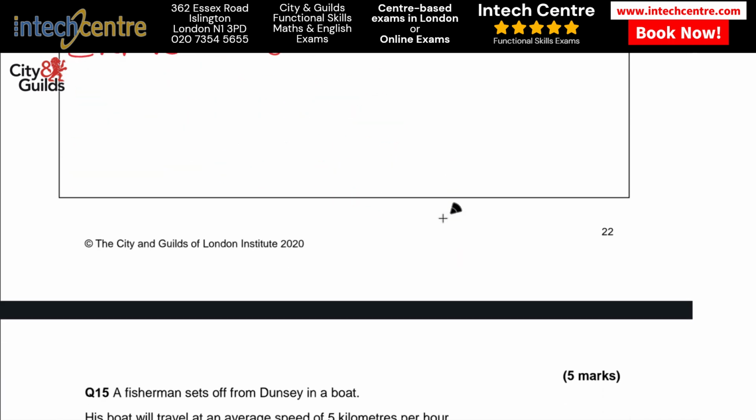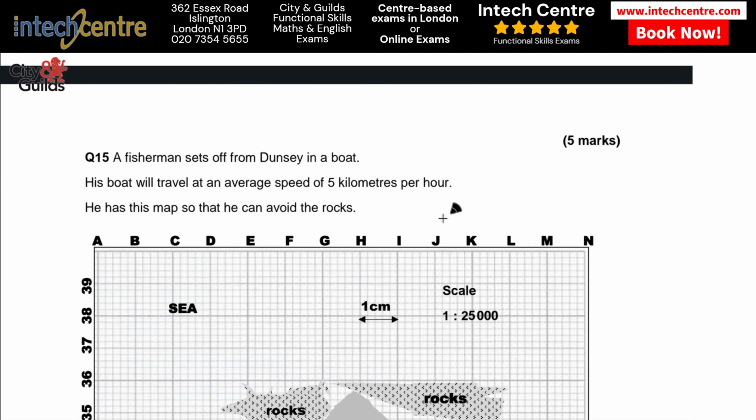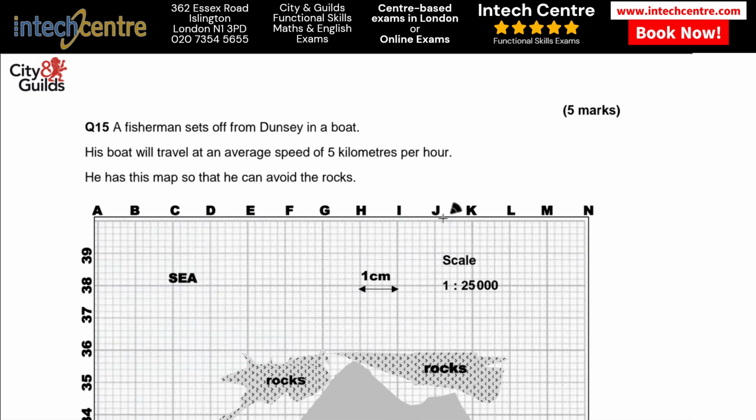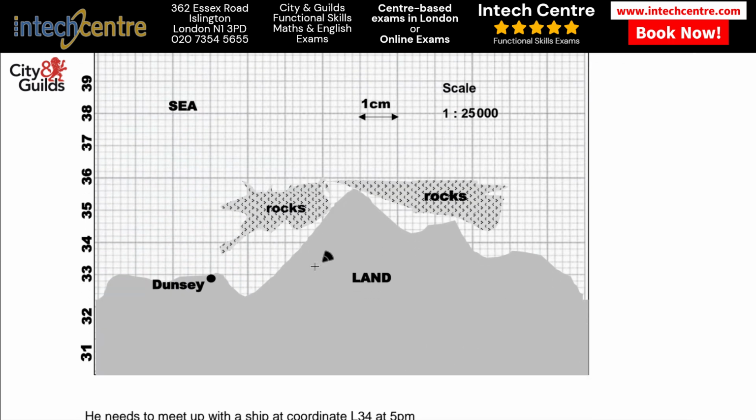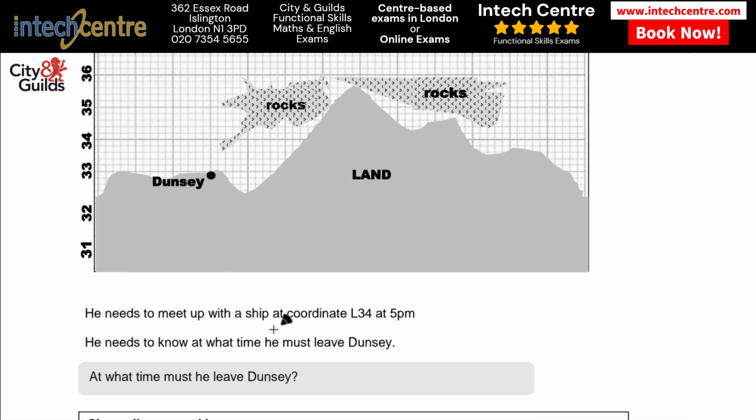Moving on to the next question, we have question 15. Question 15 says that a fisherman sets off from Dunsey in a boat. His boat will travel at an average speed of 5 kilometers per hour. He has this map so he can avoid the rocks. So he's going from Dunsey. He needs to meet up with a ship at coordinate L34 at 5 p.m. He needs to know at what time he must leave Dunsey.